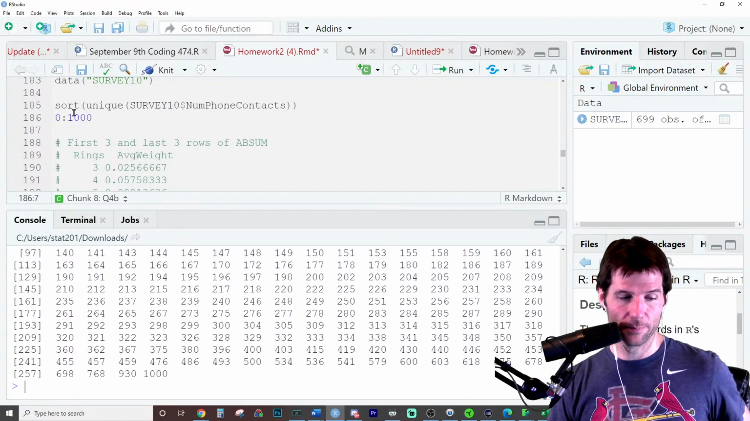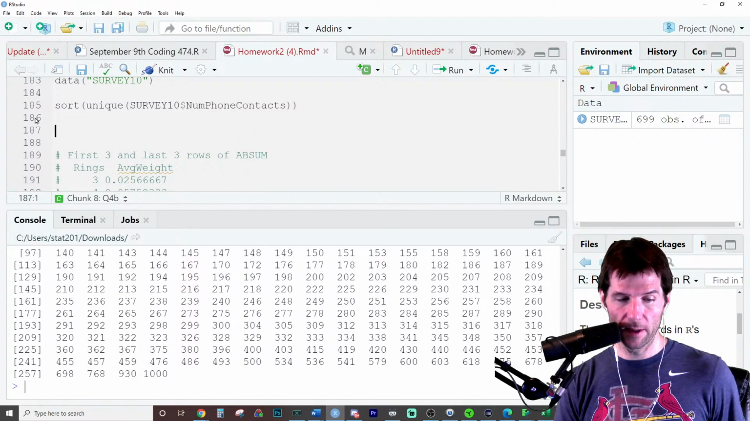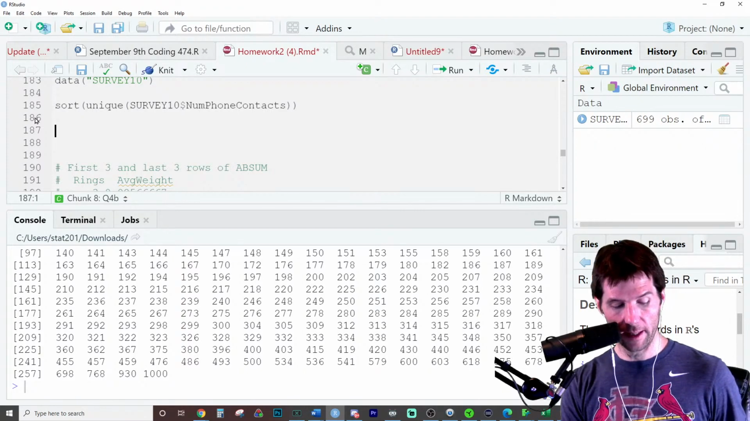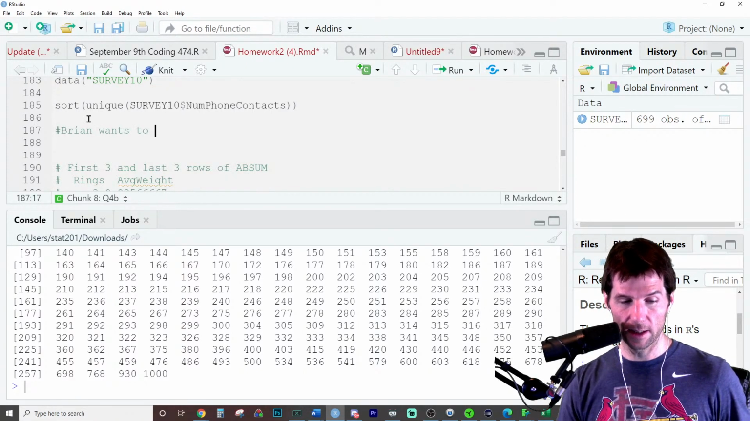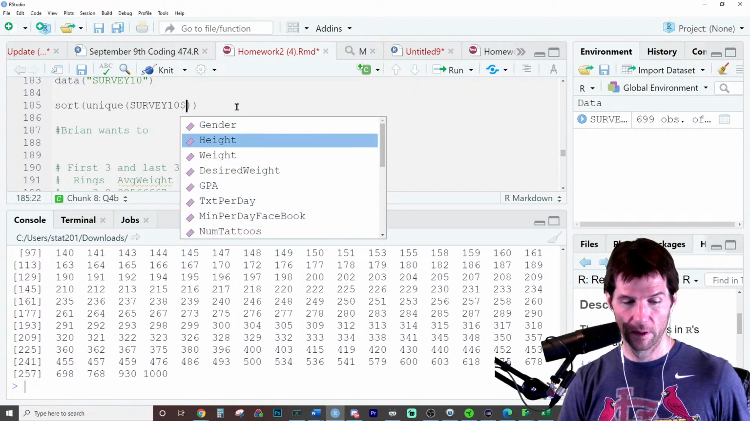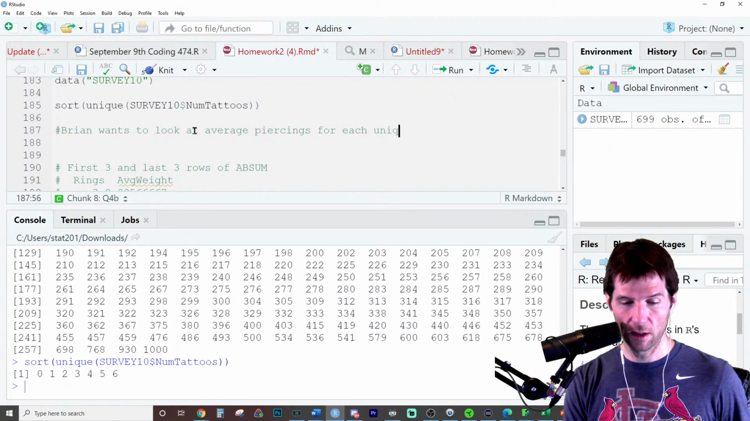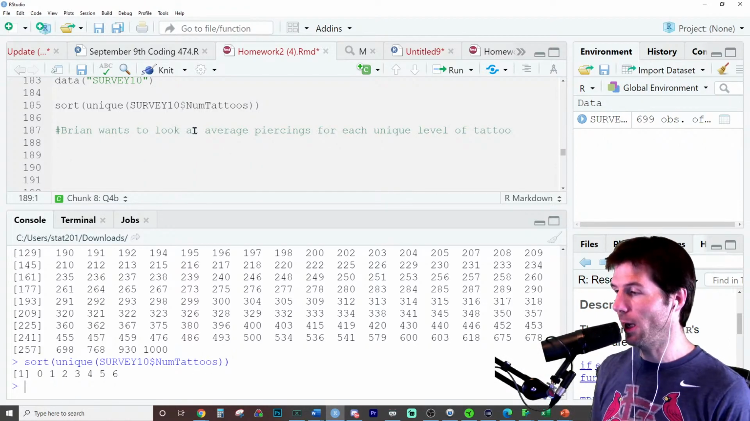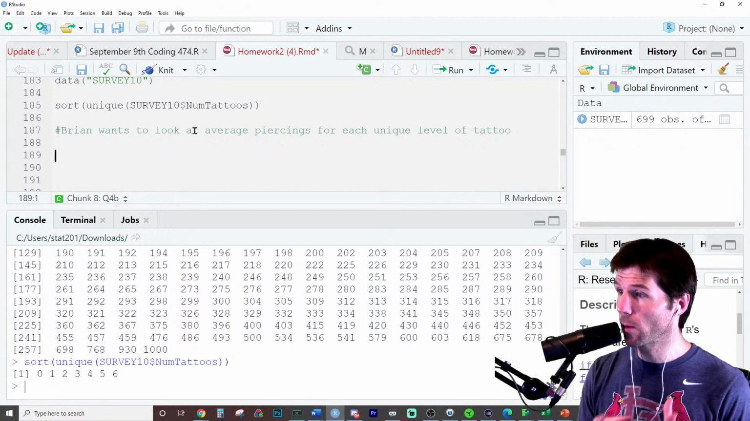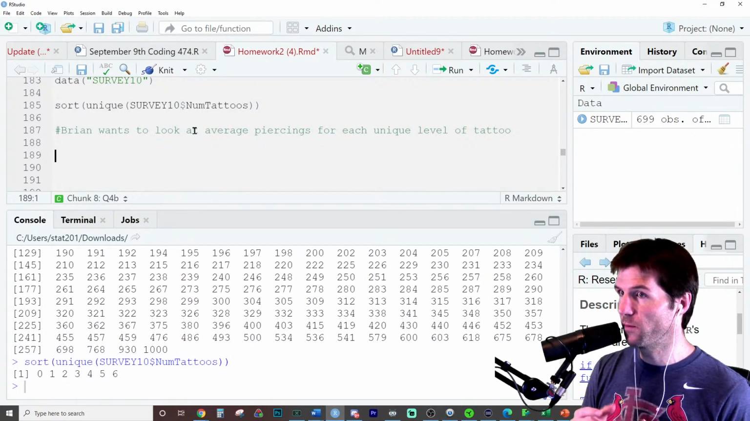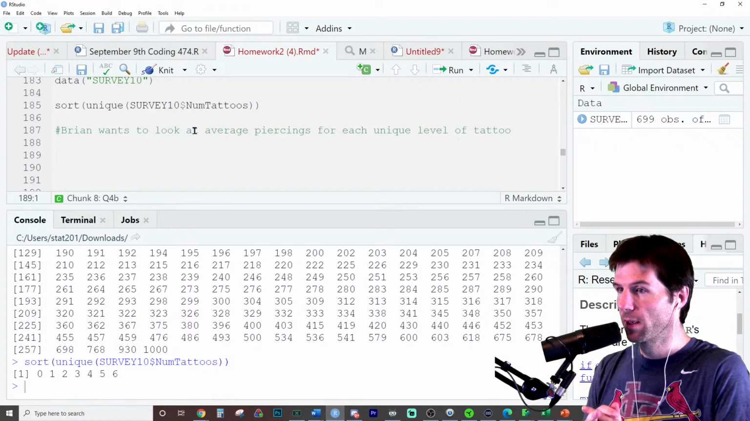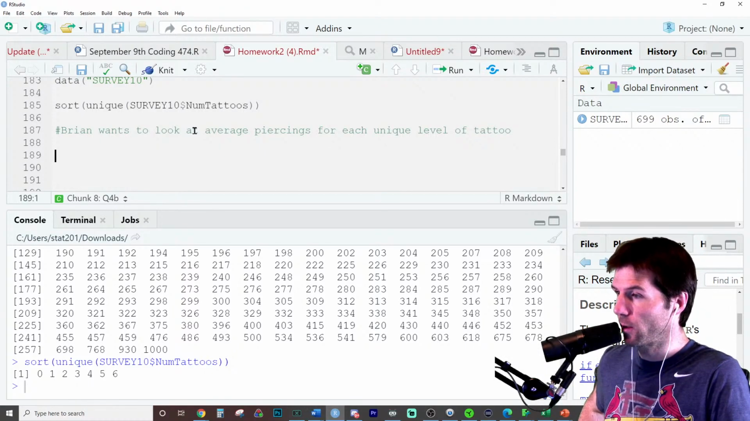I'm doing a very similar problem. So with this right here, we want to think, okay, if we want to do something like, Brian wants to look at number of tattoos. Brian wants to look at average piercings for each unique level of tattoo. So if we want to look at the average piercing for each level of tattoo, the first thing I want to do is make a what of people with a certain amount of tattoos. So remember, we're writing our for loop by not writing our for loop.